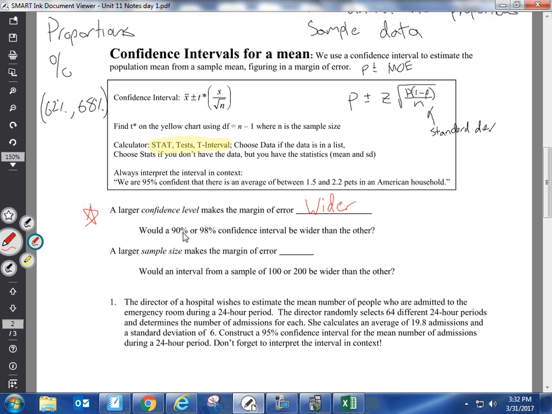Would a 90% or a 98% confidence interval be wider than the other? Discuss amongst your neighbors, okay? Make sure we understand. And if you don't understand, ask your neighbor why you chose that answer. Okay, Ms. Curdy and Ms. Harris, I want you to try to get the right answer. And Ms. Thigpen, you 3 over there.